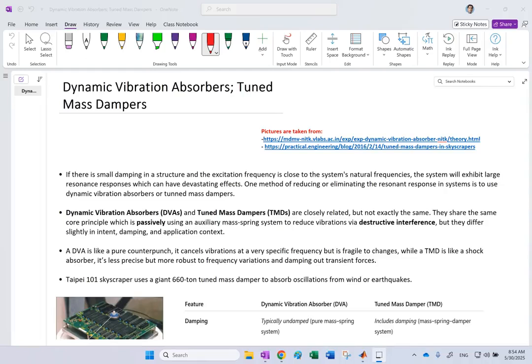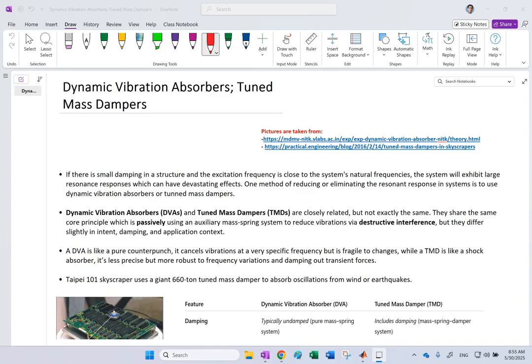Hello everyone. In this video of vibrations, we are going to talk about dynamic vibration absorbers and tuned mass dampers. Both of them are methods for reducing or eliminating vibrations in a system that is very sensitive to vibrations, and also the frequency of excitation might be close to the natural frequency of the system, so the system is going to show a resonance, which could be very dangerous.